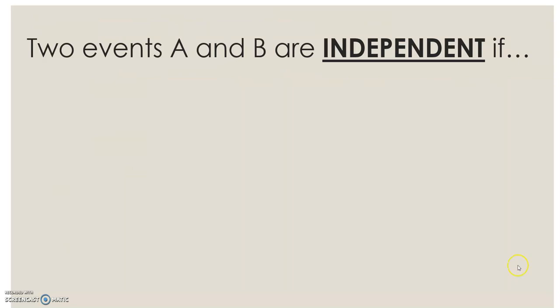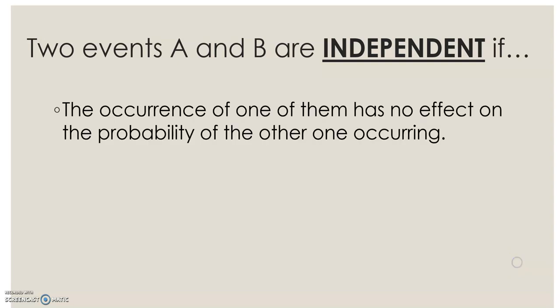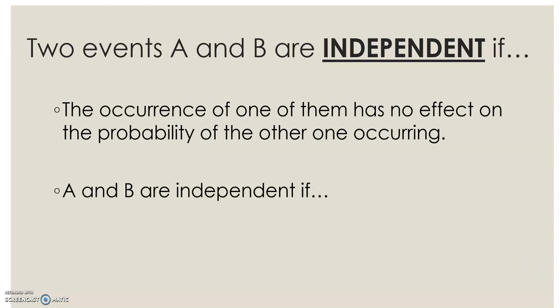Two events A and B are independent if the occurrence of one of them has no effect on the probability of the other one occurring. A and B are independent if the probability of B given A equals the probability of B, or the probability of A given B equals the probability of A.